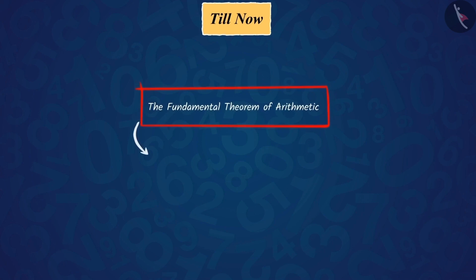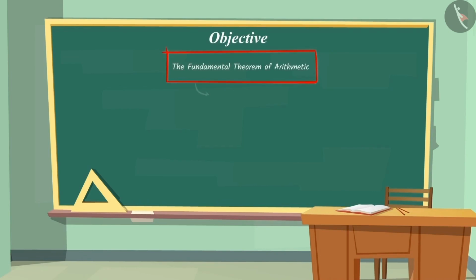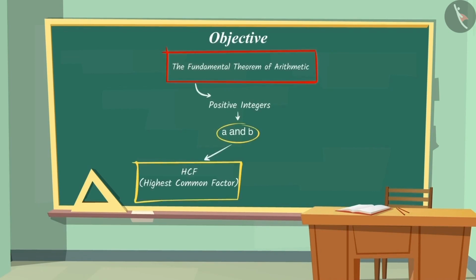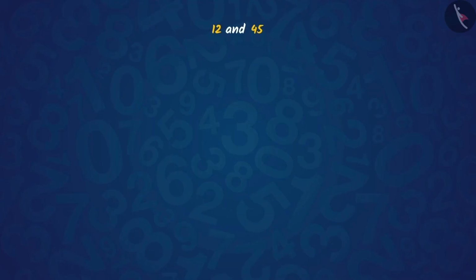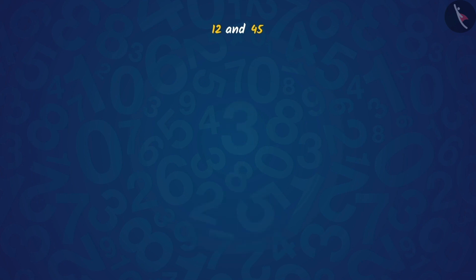In the previous video, we learnt about the fundamental theorem of arithmetic. In this video, we will see few of its applications. Can you write 12 and 45 as the product of their prime factors? Pause the video to factorize it and try it yourself.